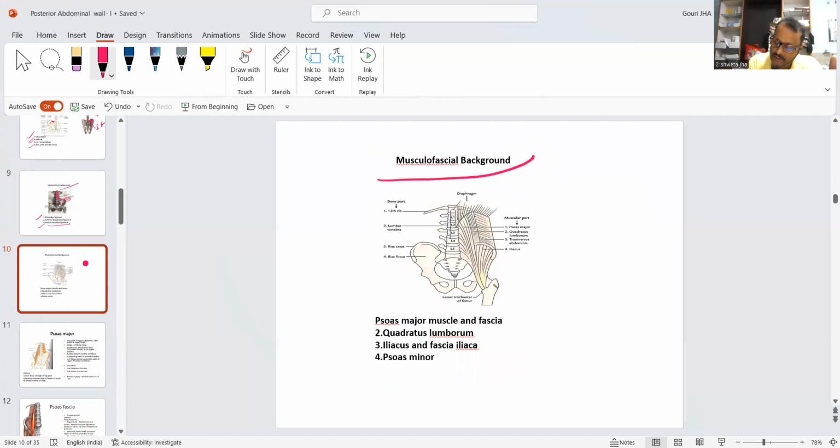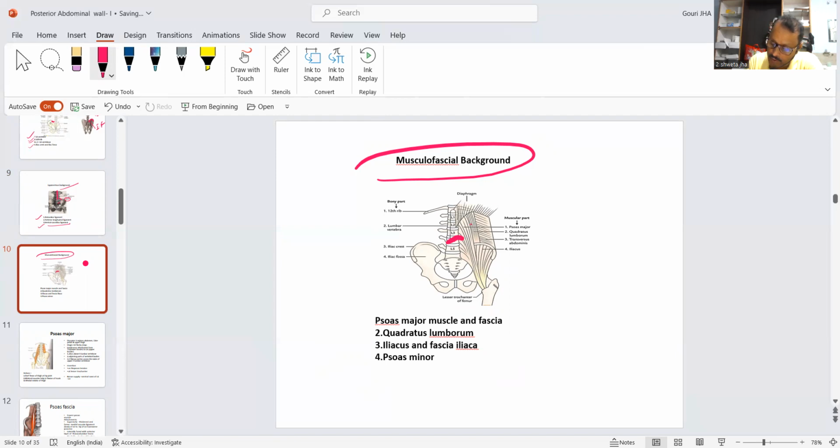Now the musculofascial background, which we have just seen. We have the anterior abdominal wall on this side, and the posterior abdominal wall. After removing the anterior abdominal wall, the peritoneum, and the viscera, we are now seeing the posterior abdominal wall over here. So this is the vertebra, and the most important thing is that we have got the Psoas over here. This is called the Psoas.